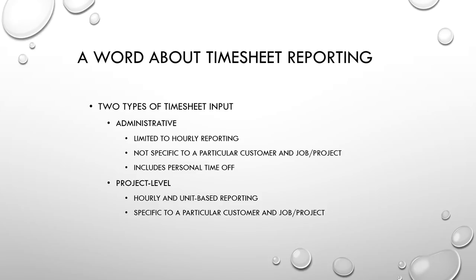Project level reporting is specific to a customer and/or project. This type of timesheet reporting involves the reporting of both hours and project-specific bid units. It is important to note, however, that employees who are eligible for project-level timesheet reporting can also report admin entries on the same timesheet. Stated differently, a timesheet submitted by an employee reporting at a project level may also contain admin entries.